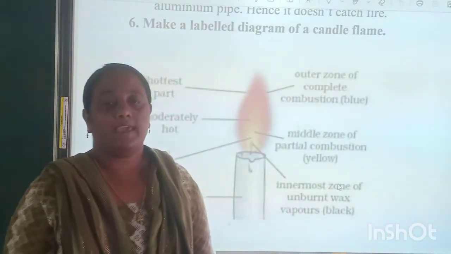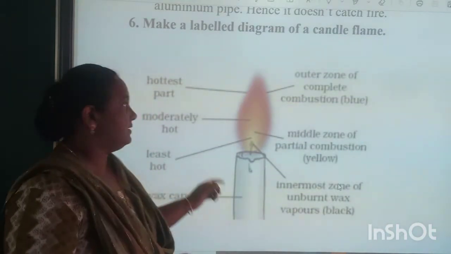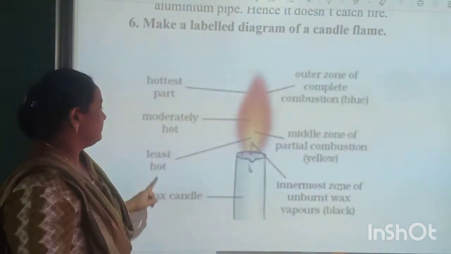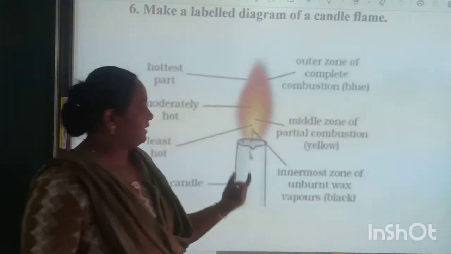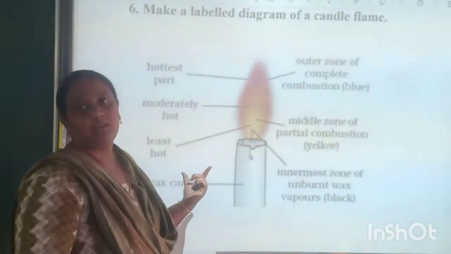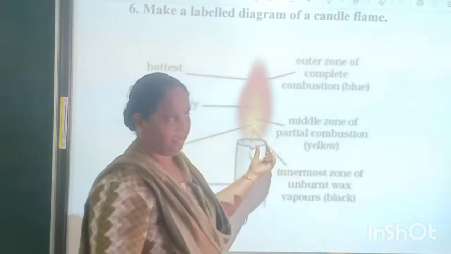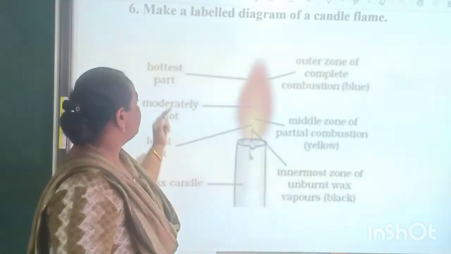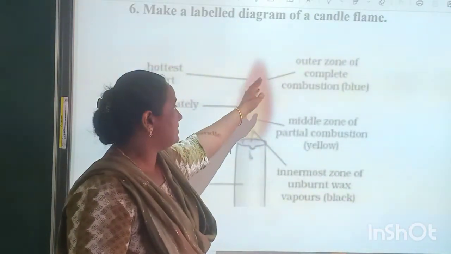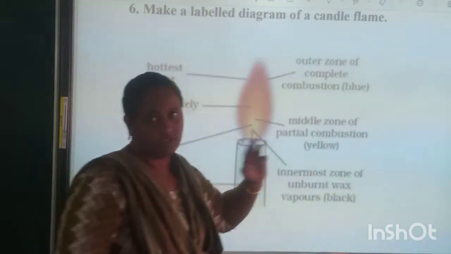We were doing the exercise of chapter 6 and our sixth question is: make a labelled diagram of a candle flame. In our videos we have studied how to make a flame labelled figure. This is the candle and this is the flame, and in this one this is the hottest portion, isn't it? The top of the flame is the hottest portion and it is the outer zone of complete combustion.